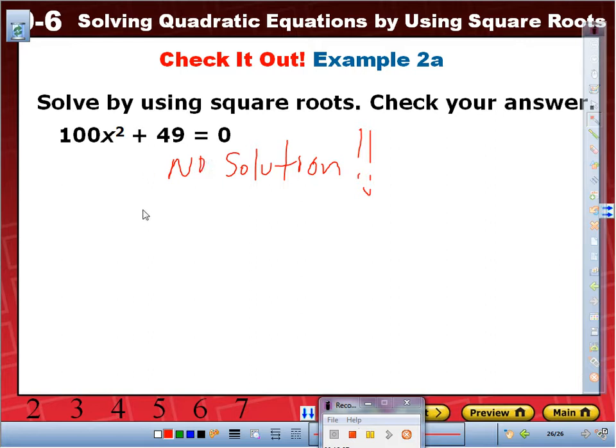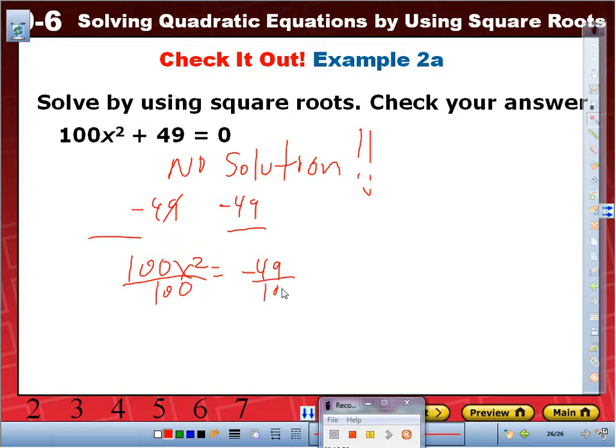And if you want to see it, we can subtract 49 from each side. We're left with 100x squared equals negative 49. At the end, we divide by 100. We're left with x squared equals negative 49 over 100. Take the square root of that. Can we take the square root of a negative number? No, that's why there's no solution.